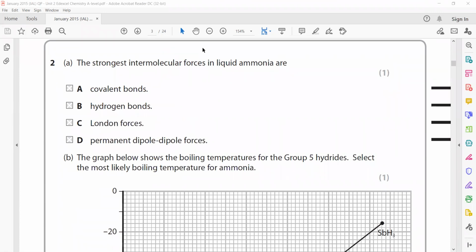The strongest intermolecular forces in liquid ammonia: a hydrogen bond exists when hydrogen forms a bond with more electronegative elements, such as hydrogen bonded with fluorine, oxygen or nitrogen, and there should be a lone pair. So in the case of ammonia, NH3, there is a lone pair and hydrogen bonded with nitrogen. That's why the strongest bond will be the hydrogen bond.